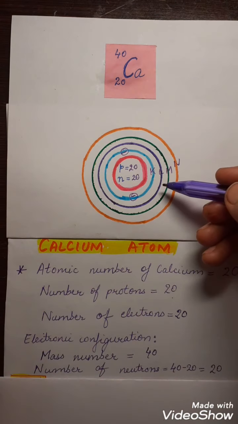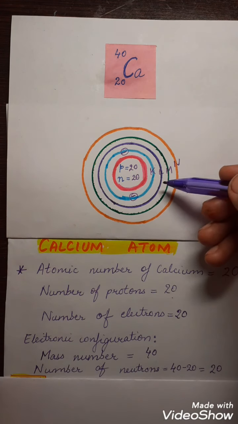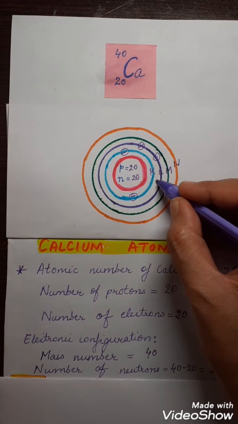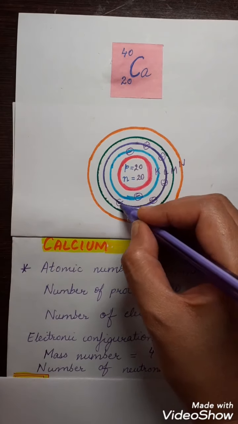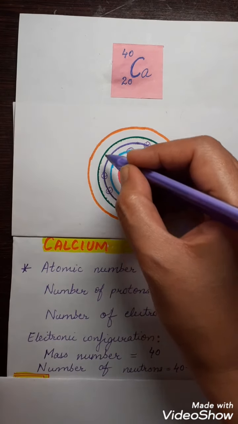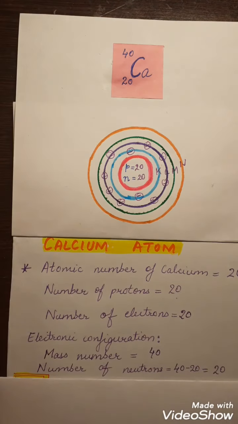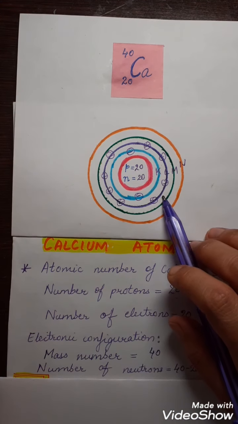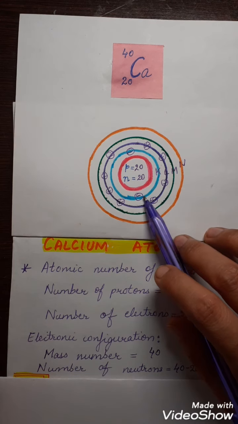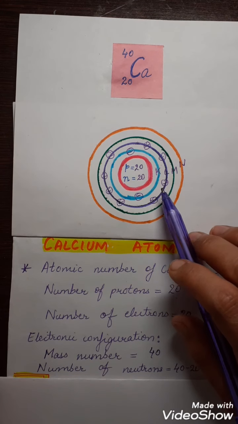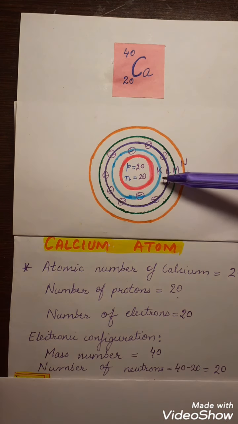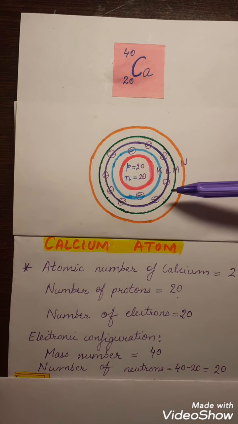The second shell is the L shell. It can accumulate a maximum of 8 electrons. So 8 electrons, 1, 2, 3, 4, 5, 6, 7, 8. So 8 electrons are revolving in the second shell, that is the L shell. Now the M shell. 2 electrons in the K shell, 8 electrons in the L shell, so a total of 10 electrons are already arranged. How many are left? The total number of electrons is 20. So 20 minus 10, 10 electrons are left now.